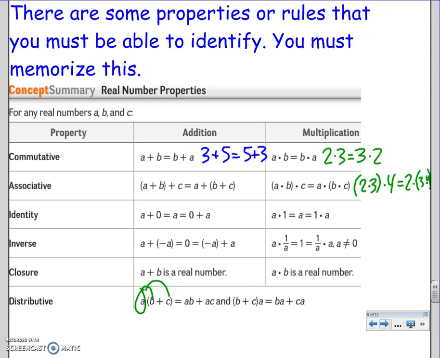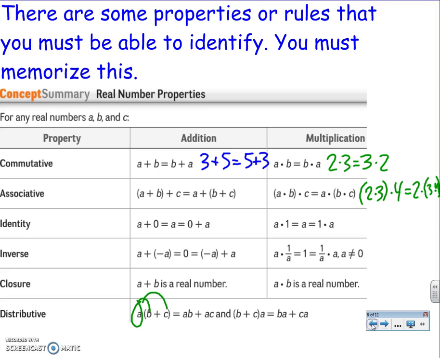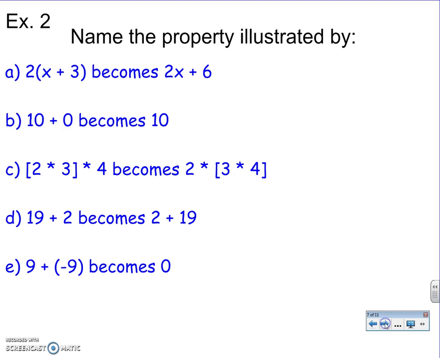So for commutative, associative, identity, inverse, closure, you have to tell me which one is the addition or multiplication. And I'll show you on the next slide. So these, just memorize basically the formulas or patterns and just say the name. There's no work, just identify. So name the property. For A, I start with this and I end with this. So I figure out what happened, what changed.